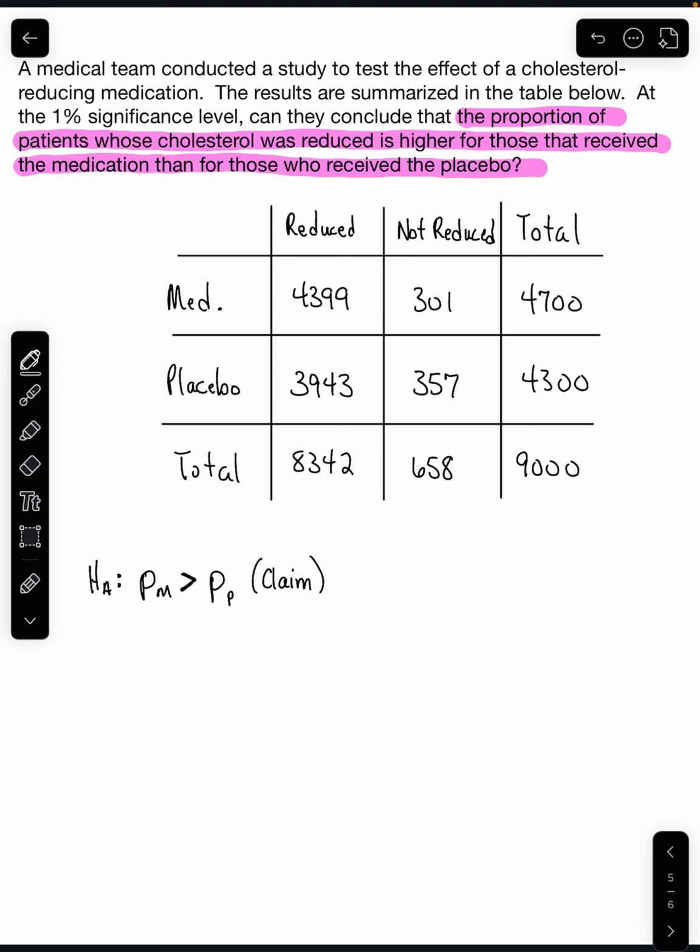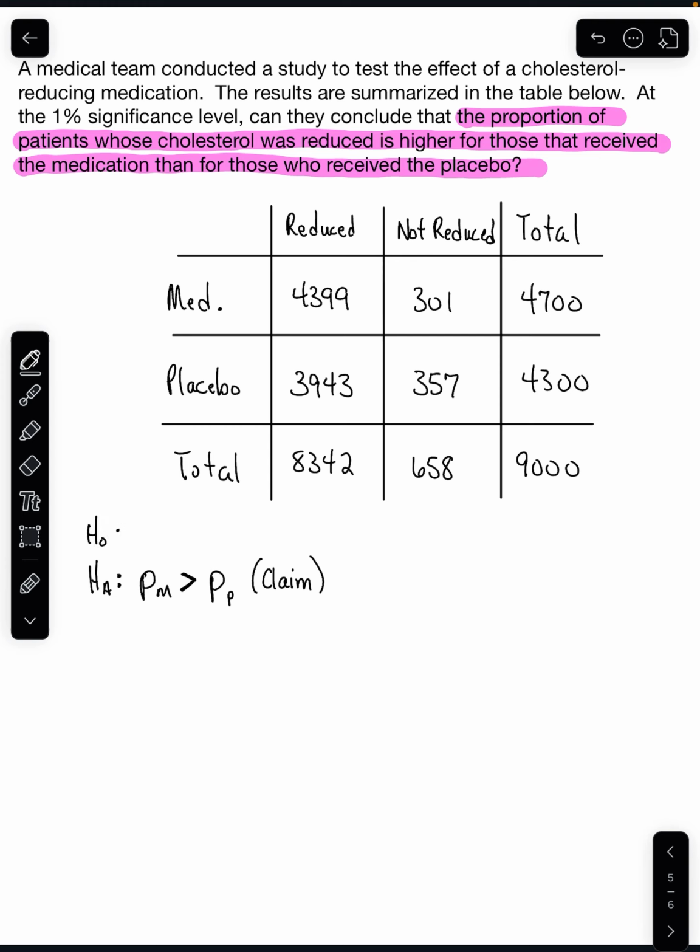Again, in most instances of this two proportion hypothesis test, the claim will be our alternative hypothesis. We will be looking at a claim that there is a difference, that one of them is bigger than the other, or simply that they are, as in the previous example, just different, not specifying which one is higher, but simply that they are different. In this case, we are told that we are looking for one being higher than the other.